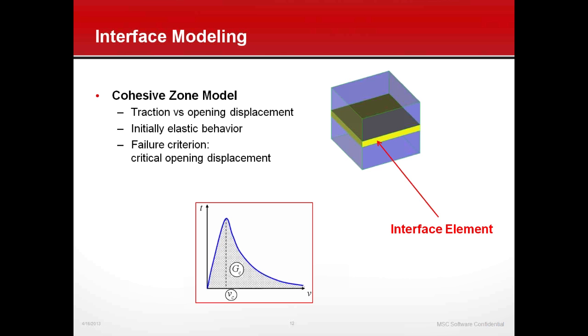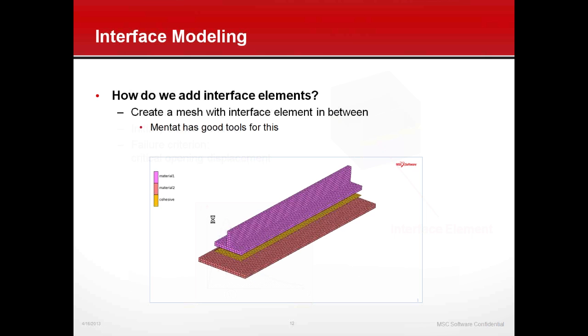And the failure criterion for this, when you have this type of element, is that you reach the critical opening displacement, or in other words, you reach the critical stress in the interface elements. So how do we have them? Well, in the pre-process, you create a mesh with interface elements. There are good tools for this, so you can just say, split it up here and insert the elements and figure out what's top and what's bottom and just connect it, and then you can run it.